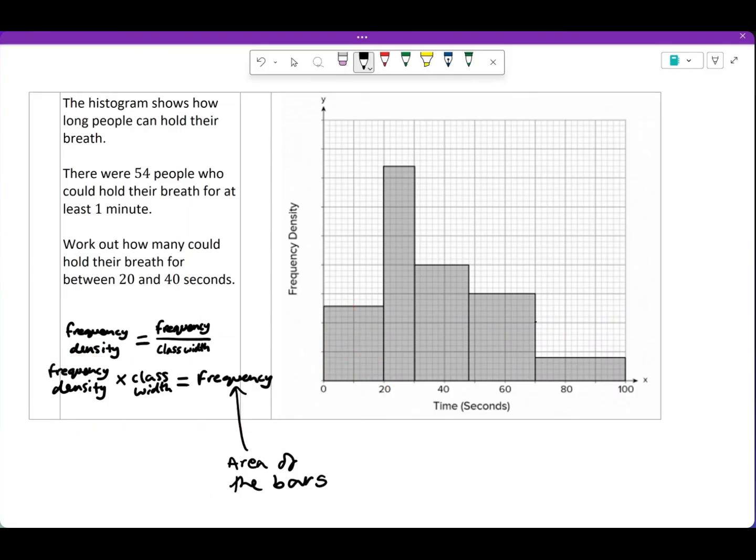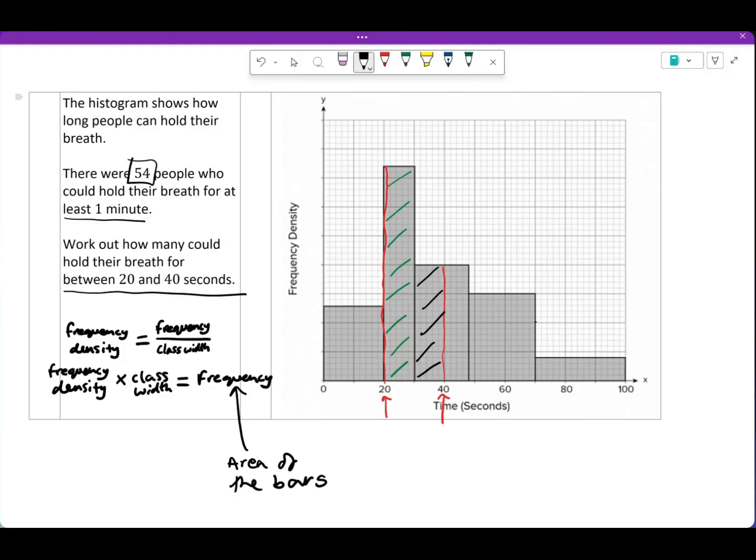So it says the histogram shows how long people can hold their breath, and we are told that there are 54 people who could hold their breath for at least 1 minute. And then we need to work out how many could hold their breath for between 20 and 40 seconds. Well, let's start by considering where 20 and 40 seconds is on my histogram. So 20 is here and 40 is here. Therefore, I need to know the total frequency, which is how many people there are, between the 40 and the 20. So as you can see, that involves the entirety of this bar here, as well as a fraction of this other bar here.